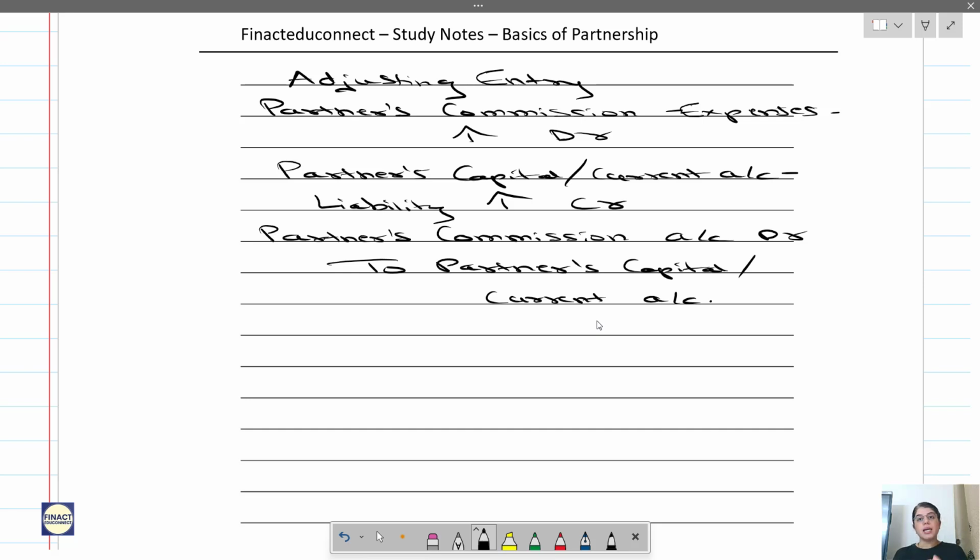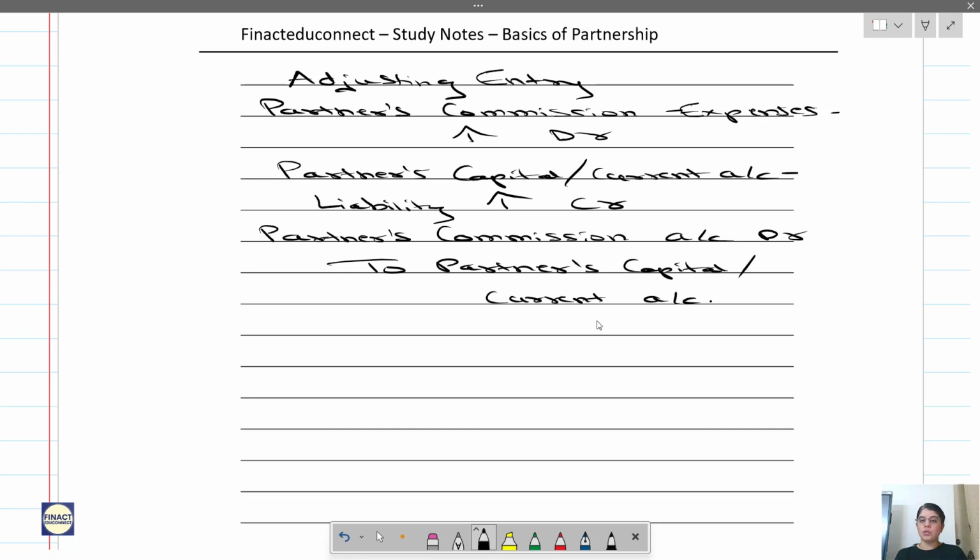Okay. Now second is interest on loan by partner. When the partner has given a loan to the firm, interest payable on that loan, either you add it to loan by partner account or you create a separate liability as outstanding interest on loan. You will not adjust it with partner's capital or current account.